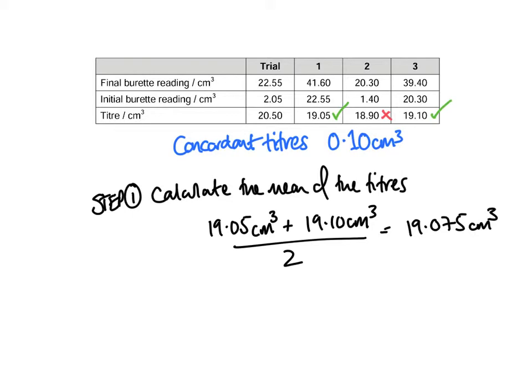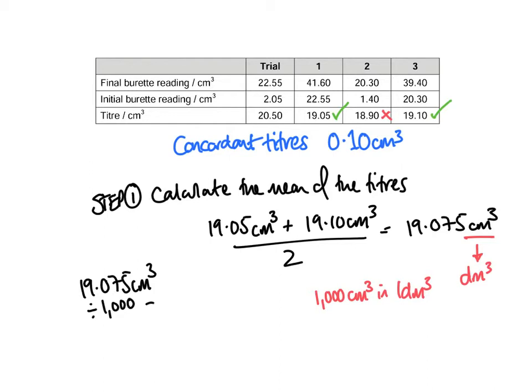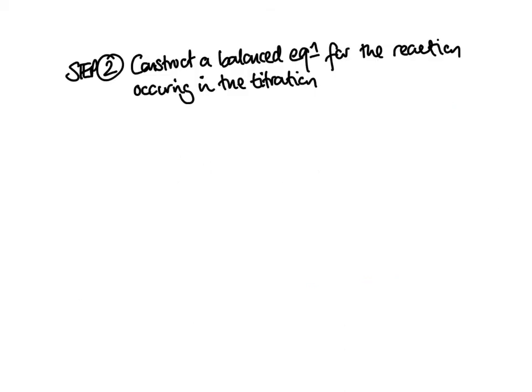What's important at this stage is that later on we are going to be working in decimeter cubed, so we need to convert this to decimeter cubed. We know that there are 1000 centimeter cubed in 1 decimeter cubed. So the calculation is quite simple: we take 19.075 centimeter cubed and divide by 1000. This gives us 0.019075 decimeter cubed, and we will be using this value later on.